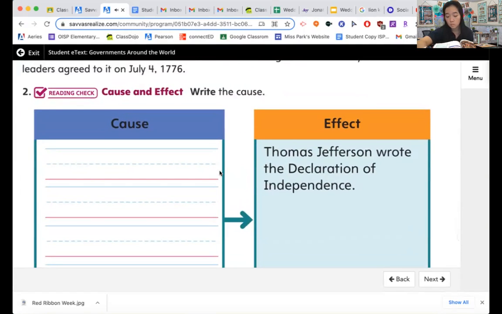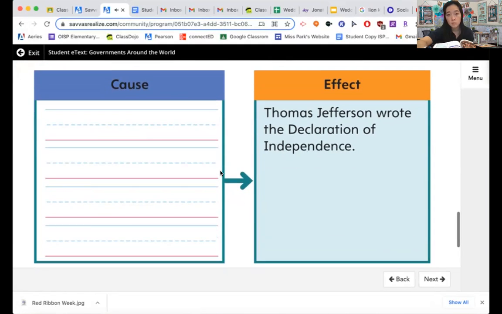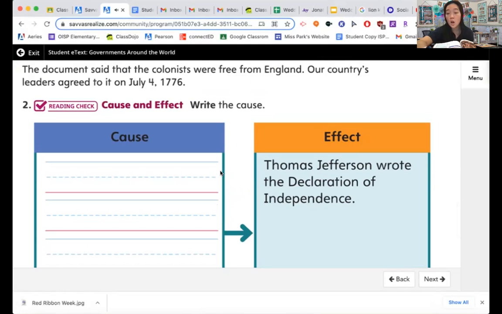Reading check. Cause and effect. Write the cause. So Cause. Effect. Thomas Jefferson wrote the Declaration of Independence. So when you guys think of cause and effect, we're not going to actually do this.